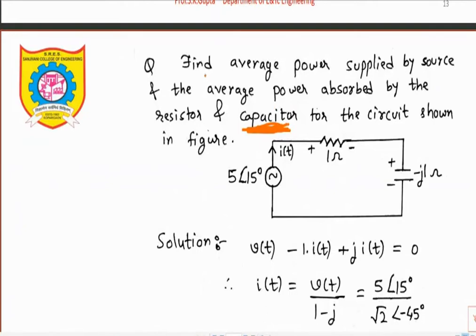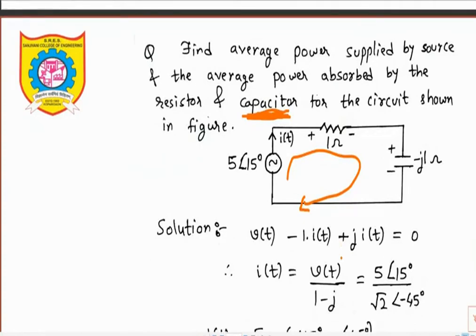Okay, so let's start. One source is given, one ohm resistor is given, and one capacitor is given. Current from the source is I of t. The same current will flow in this resistor and the same current will flow in this capacitor also. So if I apply one KVL equation in this loop, V of t minus I of t into 1 minus I of t into minus j1 equal to 0. So minus minus becomes plus here. So I of t is V of t upon (1 minus j).